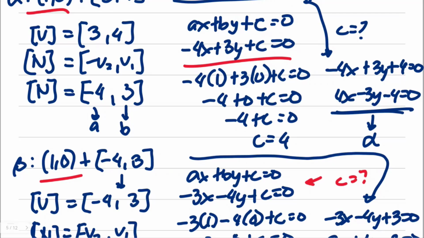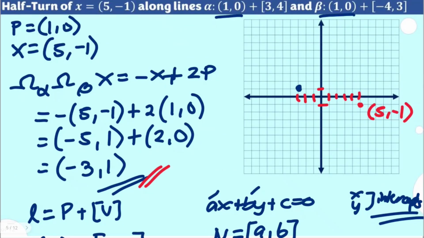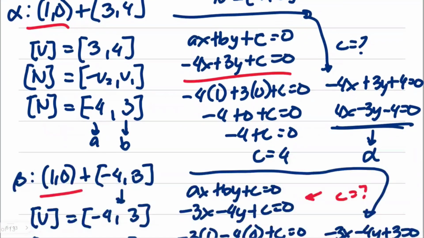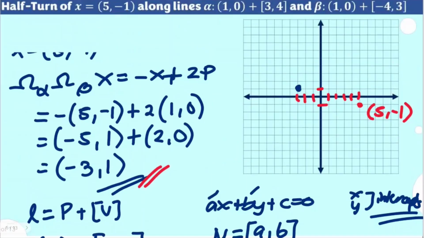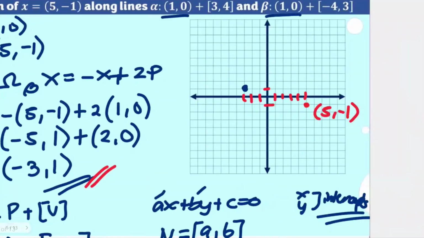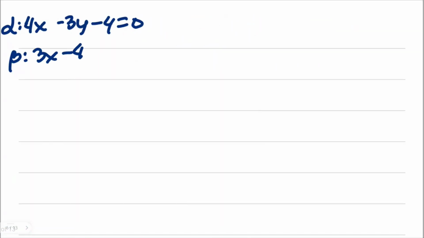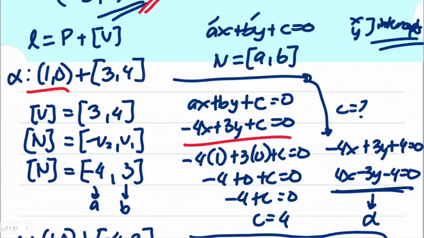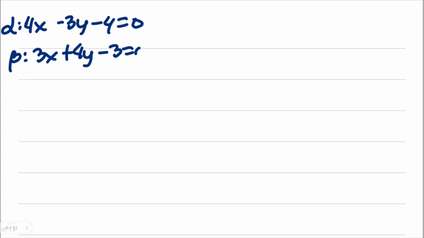Allow me to add an additional page here so that we can actually graph and look for the intercepts of both. So you have here 4x minus 3y minus 4 is equal to 0. That's for our alpha. And for our beta, you have here 3x plus 4y minus 3 is equal to 0.